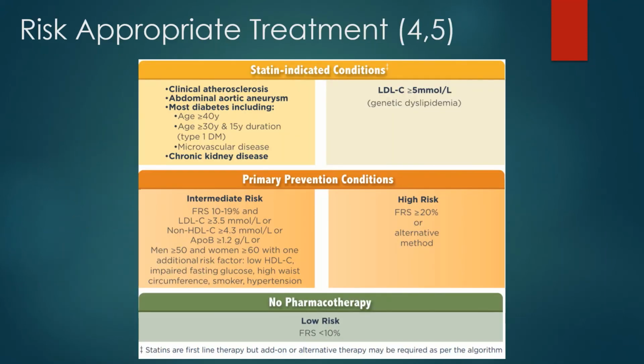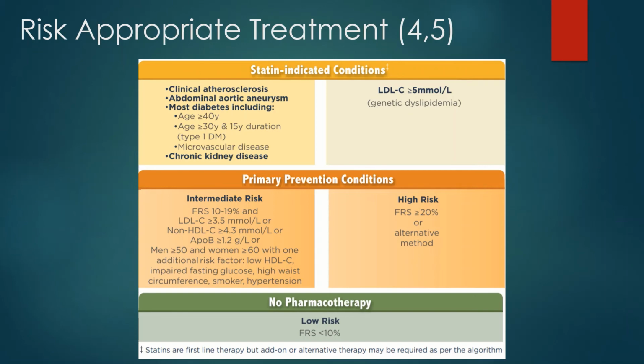Risk appropriate treatment. So this kind of ties everything together, and it lightly jumps into skill 5, which is, in treating hyperlipidemic patients, establish target lipid levels based on overall cardiovascular risk. So we need to look at the different risk categories that they're in.